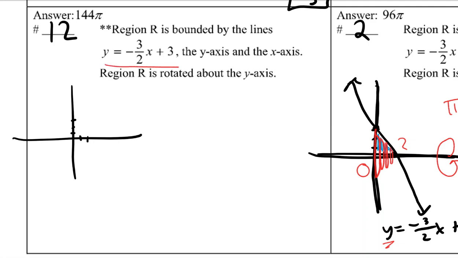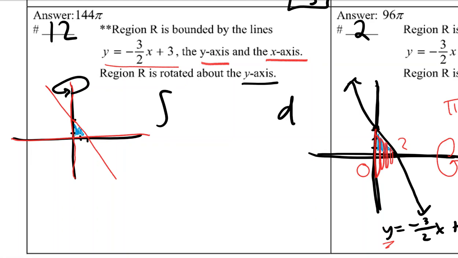Okay, so this guy is in slope-intercept form, so that's easy enough to graph. The y-axis and the x-axis. So you've got to identify the area that you're going to spin. And on this one, we're rotating it around the y-axis, which makes a big difference because this would be dy.